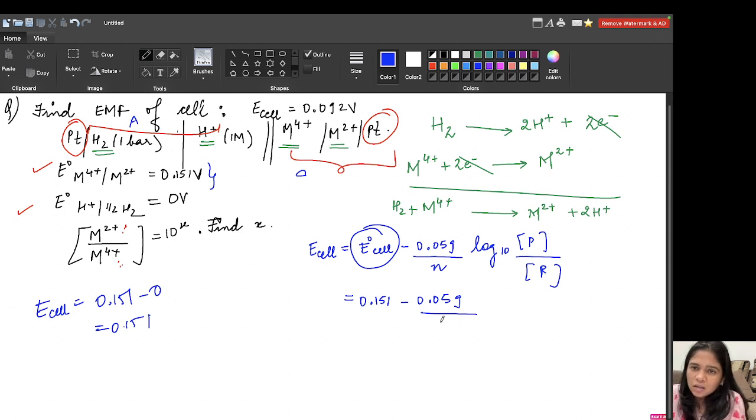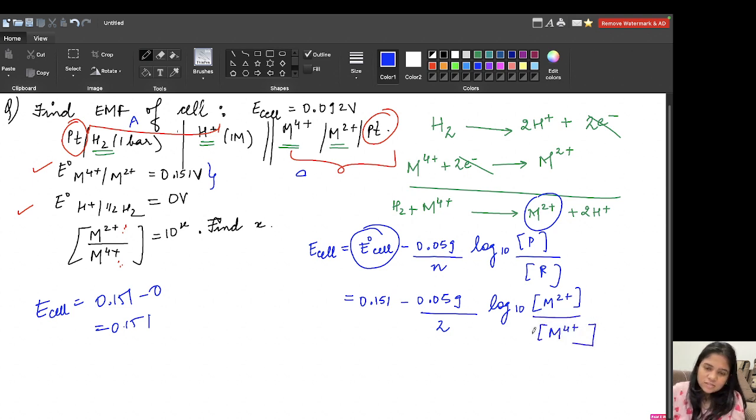What is your n here? 2. Log base 10. What is the product here? M2 plus. And your reactant is your M4 plus. Whatever is in the ionic form, we write it like this. And E of cell is already given to us, right? That is 0.092 volt.